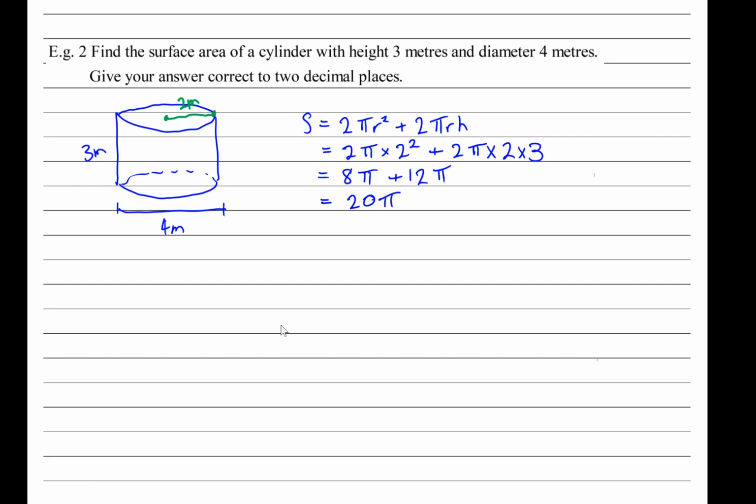But it did ask for it in 2 decimal places. Sometimes a question will say, give your answer in terms of pi, in which case you just leave it in that form. But it wants it in 2 decimal places. So I'm just going to use my calculator now to type in 20 times pi, and that's going to give me approximately 62.83, and my units are going to be meters squared. Right, very good.